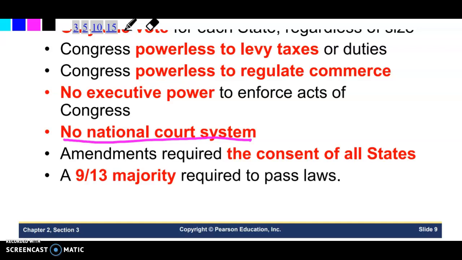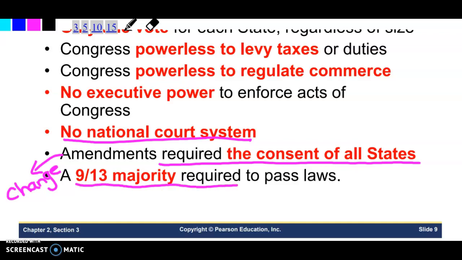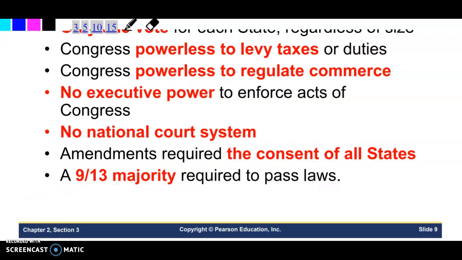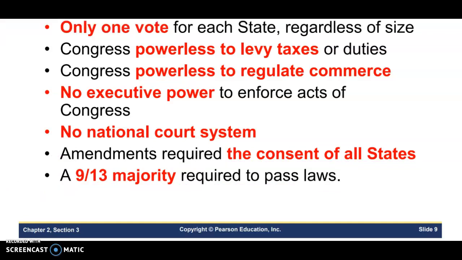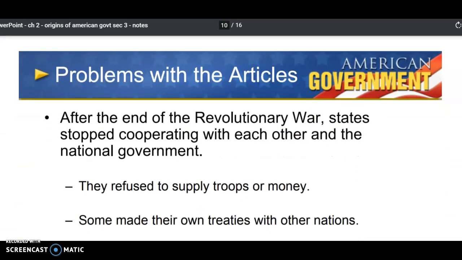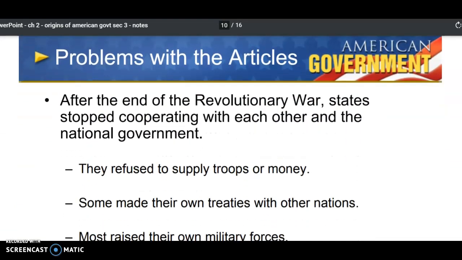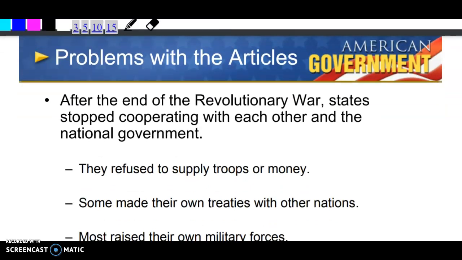If you wanted to make an amendment or a change to the Articles, it required the consent of all states. So all 13 states had to agree to that change or the change couldn't happen. If you wanted to pass a law, 9 of the 13 states had to agree, had to be in the majority for that law to pass. So that sometimes made getting laws passed impossible if you couldn't get at least 9 states to agree. So that was the weaknesses of the Articles of Confederation.